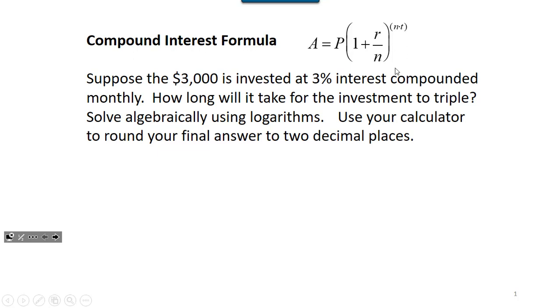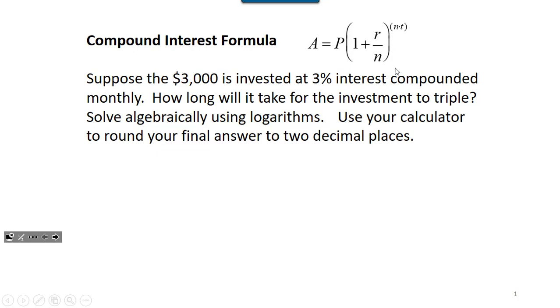So the problem says that suppose $3,000 is invested at 3% interest compounded monthly. How long will it take for that investment to triple? We're going to have to solve algebraically using logarithms, and then use our calculator, whether a graphing calculator or a scientific calculator, either one will do this for you, to round our final answer to a couple of decimal places.